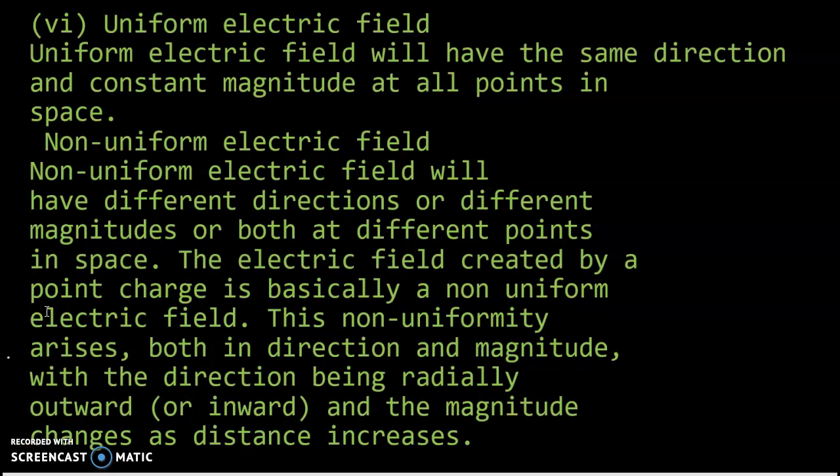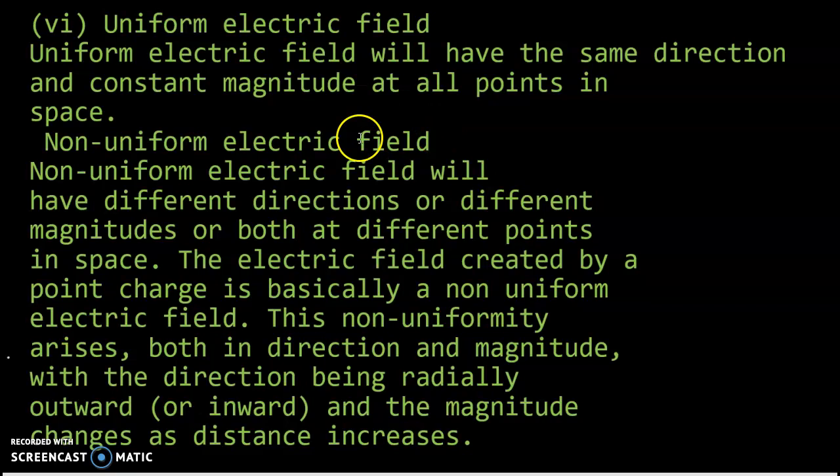And we are expecting a 2 mark question, which is nothing but: what are the types of electric field? To be precise, there are two types of electric fields, namely uniform electric field and non-uniform electric field. Now, what is a uniform electric field? A uniform electric field will have the same magnitude and direction at all points in space. Here we are talking about magnitude and direction because it is a vector quantity.